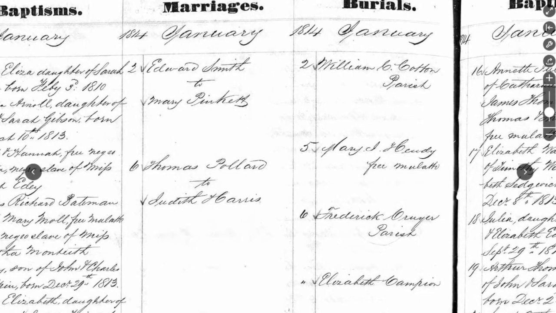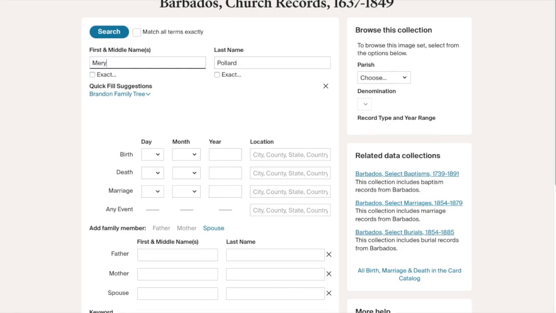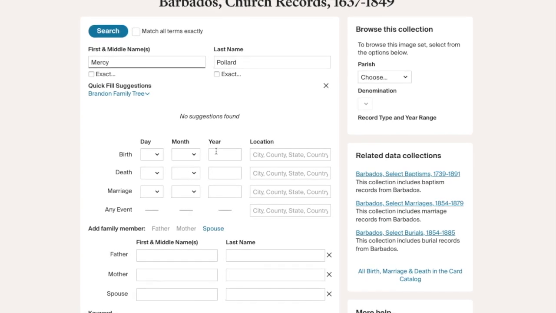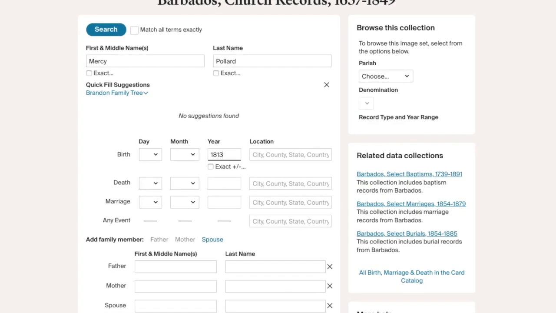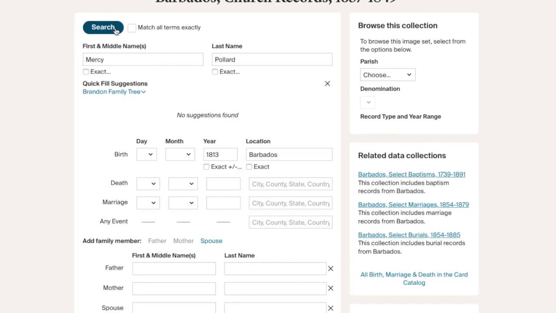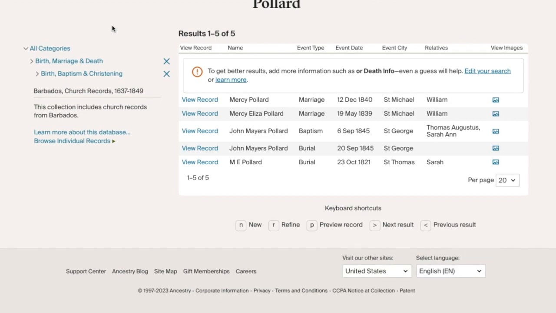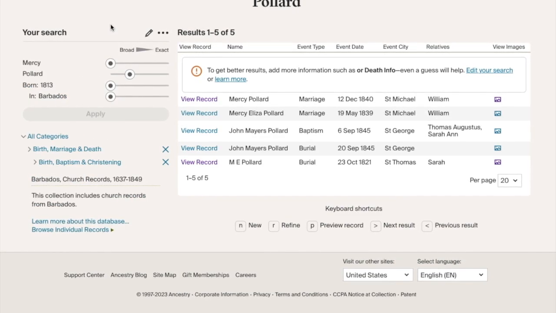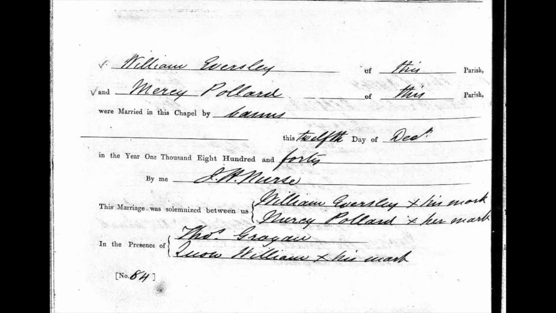I just wanted to give one final tip if you're still hanging in there. Let's go back and do that Mercy Pollard, because it turns out we're going to see, and so remember, she was born about 1813. She's born in Barbados. And let's go ahead and search for her, because it turns out we can find out a lot more about her as well, including that she married a gentleman named William in 1840.